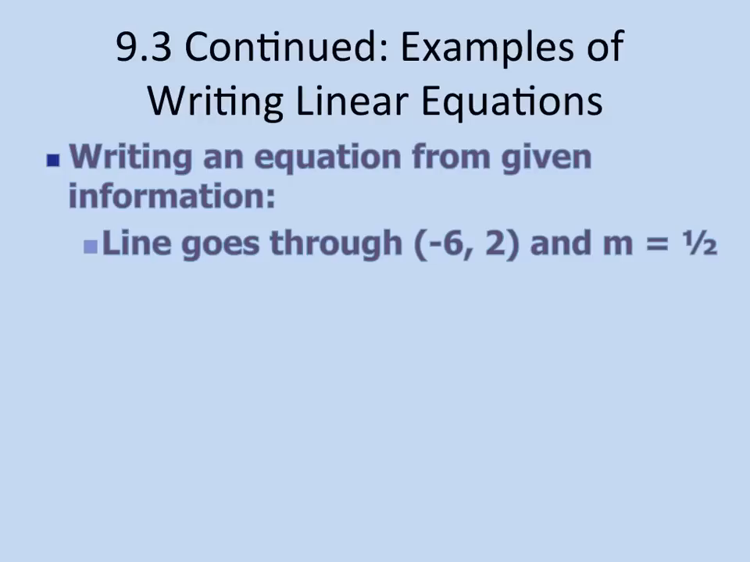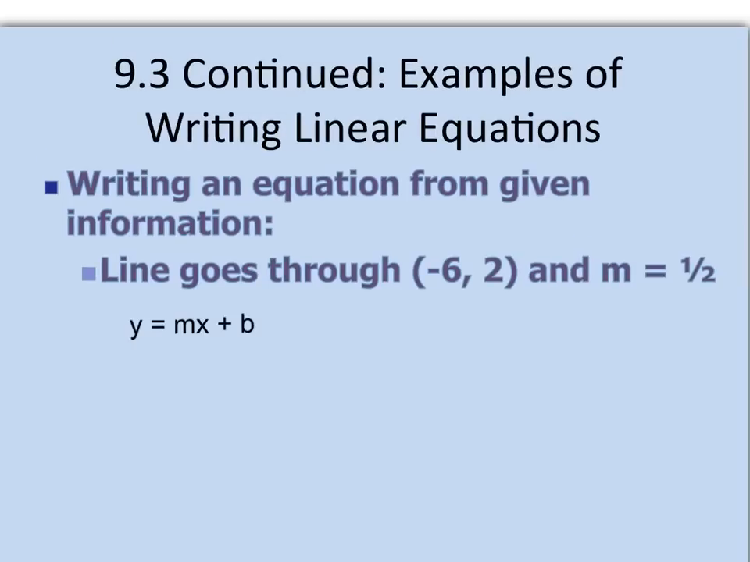So again, we're writing an equation from given information, and I'm being told that the line goes through the point -6, 2, so it passes through that point, and that the line has a slope of 1/2. Since I'm given the slope and a point, I could use the slope-intercept form of a line. And when you use this formula, you need to know the slope, which we know, and you also need to know the y-intercept. We don't know that.